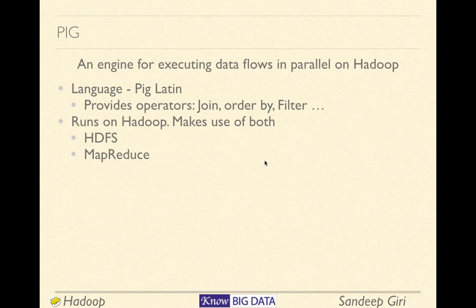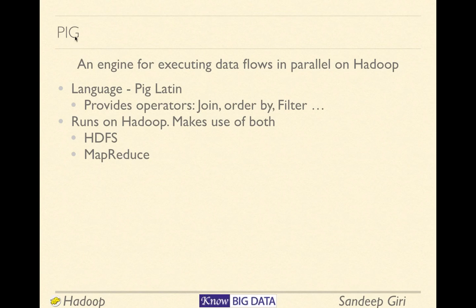So now today we are going to discuss something called Pig. Pig is an engine for executing data flows in parallel on Hadoop. So we did face some problems while writing our MapReduce jobs, right? The first one was that the code was repetitive. The second one was that there were some limitations. I'll come back to them again.